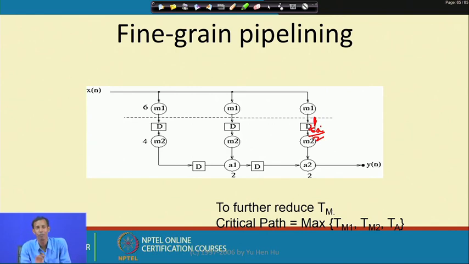Then what will be the problem? Now I am getting a speed up by a factor of 2. But the problem is that I am putting 3 extra registers. At what cost am I getting this? I am putting 3 extra registers. Along with that, the latency is increased. Initially the latency was 2, now it has become higher, that means I have added one extra latency to the circuit if I use this fine grained pipelining.